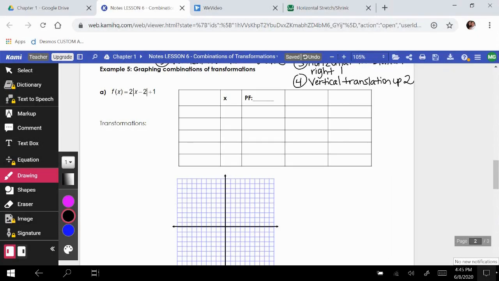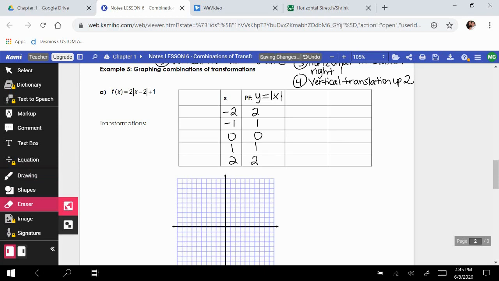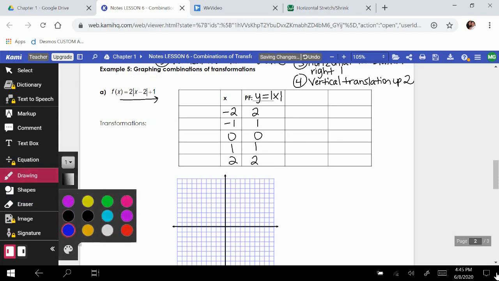All right, so now we're going to graph combinations of transformations on our own. I always start by filling out the parent function points: -2, 2; -1, 1; 0, 0; 1, 1; and 2, 2. That's for our parent function, absolute value of x. I know to use that parent function because I see the absolute value symbols. Let's go ahead and write out our transformations. We work our way from left to right.